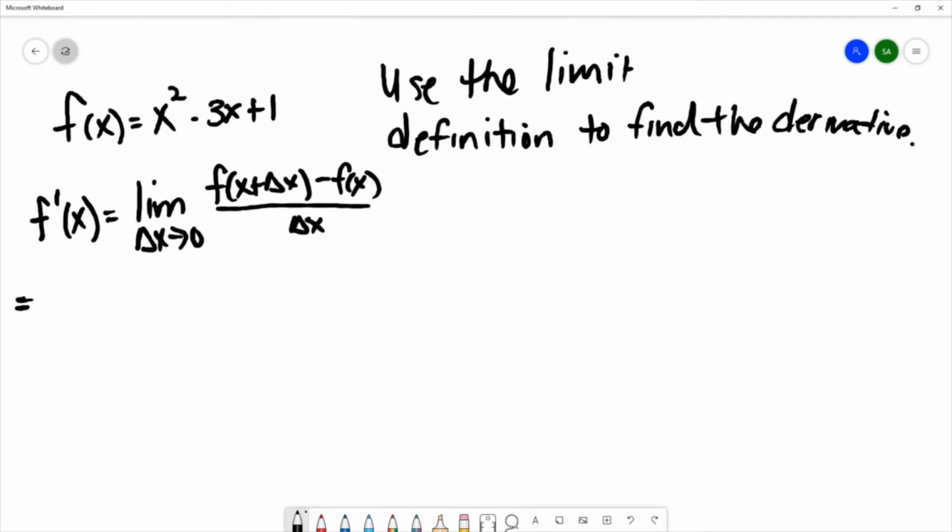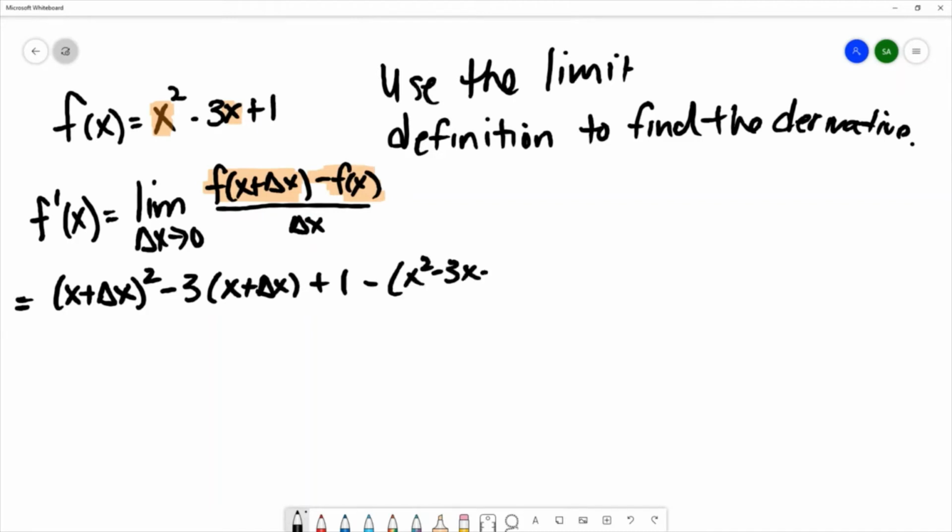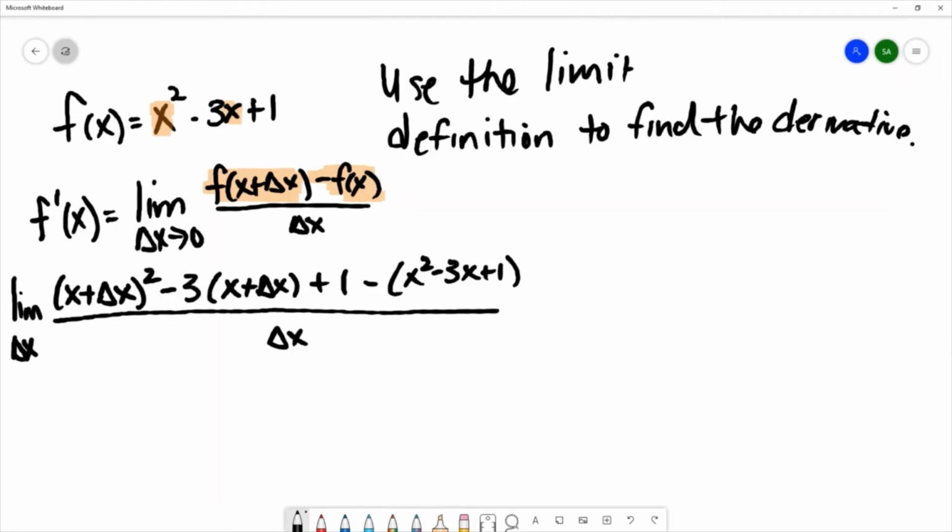So I'm going to start this calculation by finding f of x plus delta x. That means that everywhere I see an x, I'm going to change it to x plus delta x. This gives me x plus delta x squared minus 3 times x plus delta x plus 1. Next I'm going to subtract f of x, so subtract the original function x squared minus 3x plus 1, and all of this is divided by delta x. Now I'm noticing that I left off the limit at the beginning, which is an important part. So let me add in that limit as delta x approaches 0.